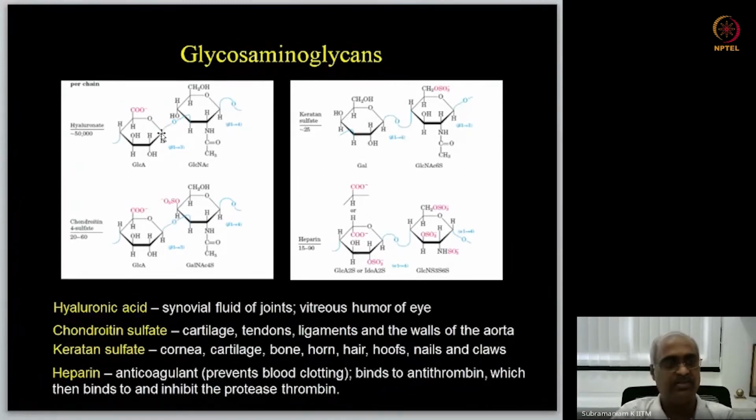Yesterday I told you that. So this is a uronic acid. The name hyaluronate already suggests that it has a uronic acid group. And this one is attached by a glycosidic bond to N-acetyl glucosamine. This glucuronate and N-acetyl glucosamine keep repeating, like 50,000 of them.